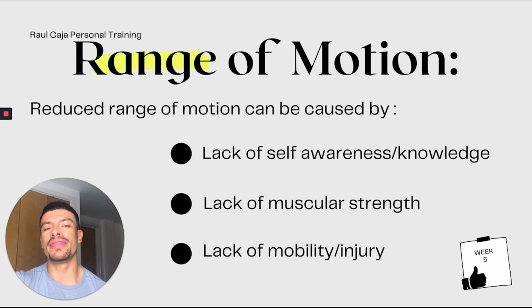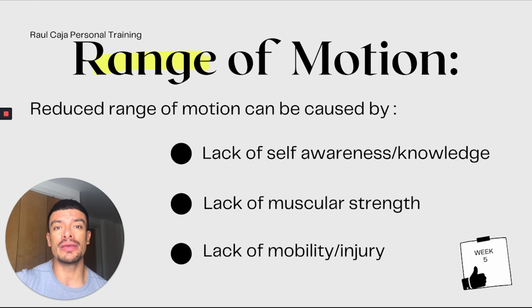Knowledge meaning that probably someone is not aware of how a specific exercise should be performed, and by awareness you probably know the correct way to perform the exercise, but you are not aware of the position of your body, so you are not applying those principles properly. The second one is the lack of muscular strength, and this is very common for someone who is a beginner. And the last one is the lack of mobility or flexibility due to lack of activity or due to injury.